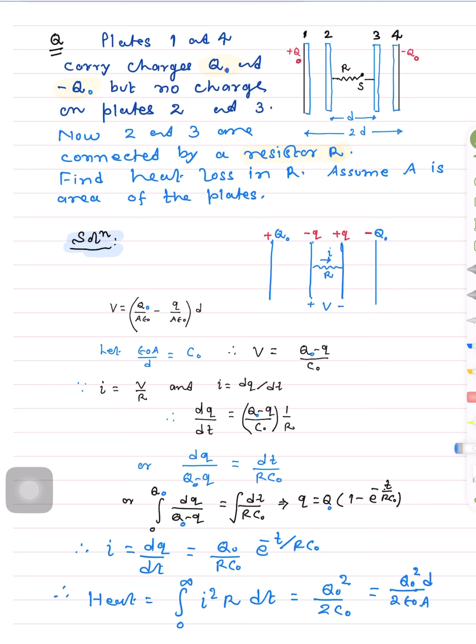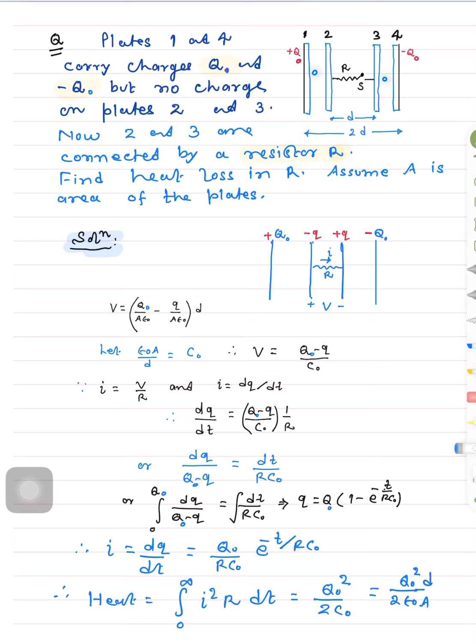इसमें दिया क्या है? There are four identical conducting plates marked as 1, 2, 3, 4. Plate 1 and 4 carry initial charges plus Q0 and minus Q0. प्लेट 2 एंड प्लेट 3 कैरी नो चार्ज, इन पर कोई चार्ज नहीं है. But, अच्छा, separation between 2 and 3 is d and separation between 1 and 4 is 2d, right?